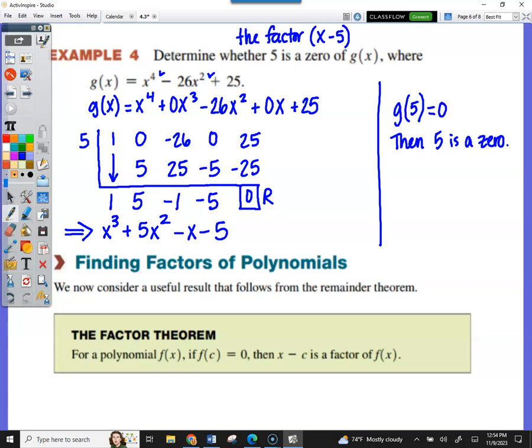If it said write it in factored form, that's what he was asking. It didn't ask for that. It didn't even ask for this polynomial. I just wanted you to practice. But if it said, tell me what you got in factored form, you would say x minus 5 in parentheses, and then you would put that cubic in the rest of the parentheses. And since we had a remainder of 0, it'd be plus 0.